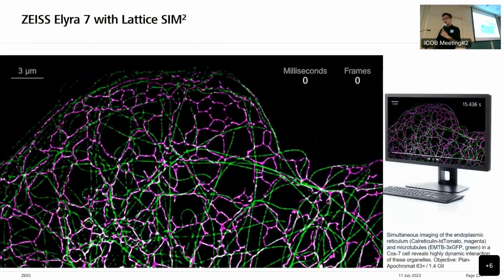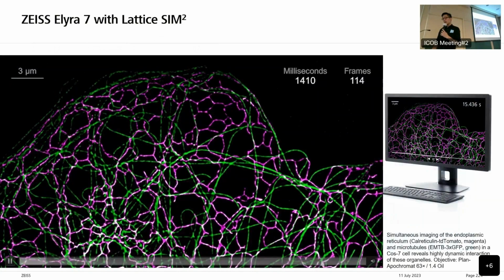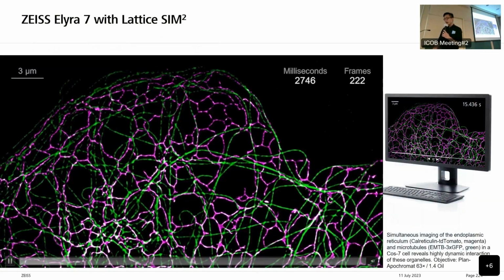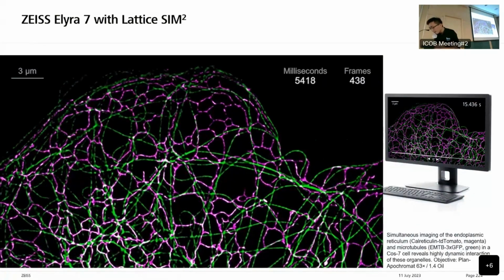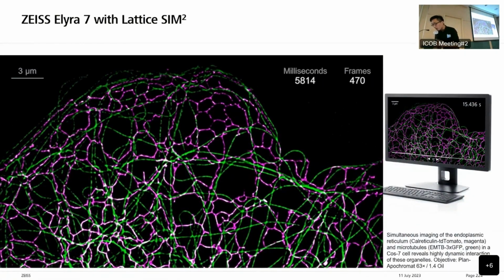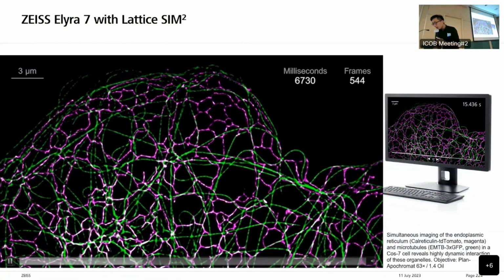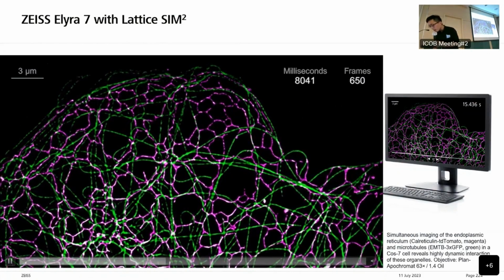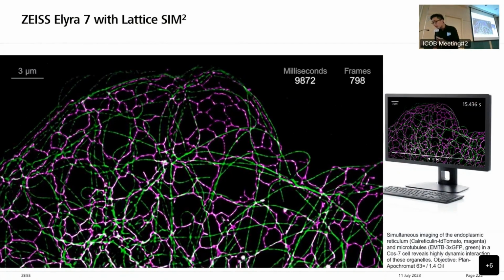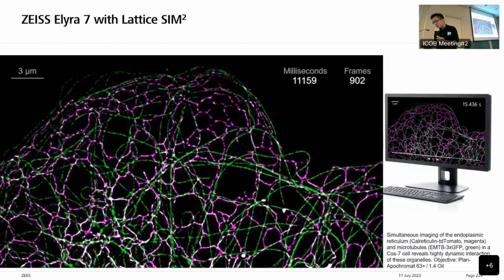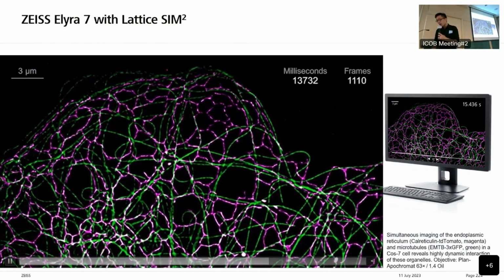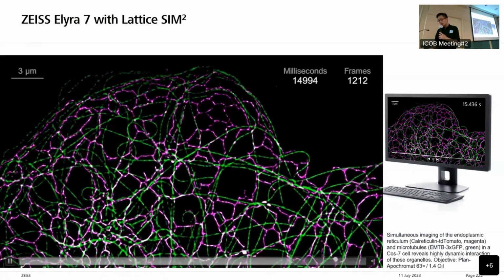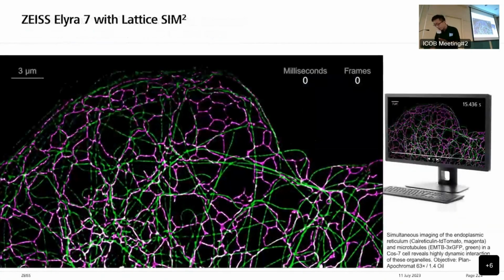So here, this is a time series data set. Microtubules are labeled green, and we can also see the ER, the endoplasmic reticulum, labeled magenta, and we just enlarge it. So there's more detailed imaging.